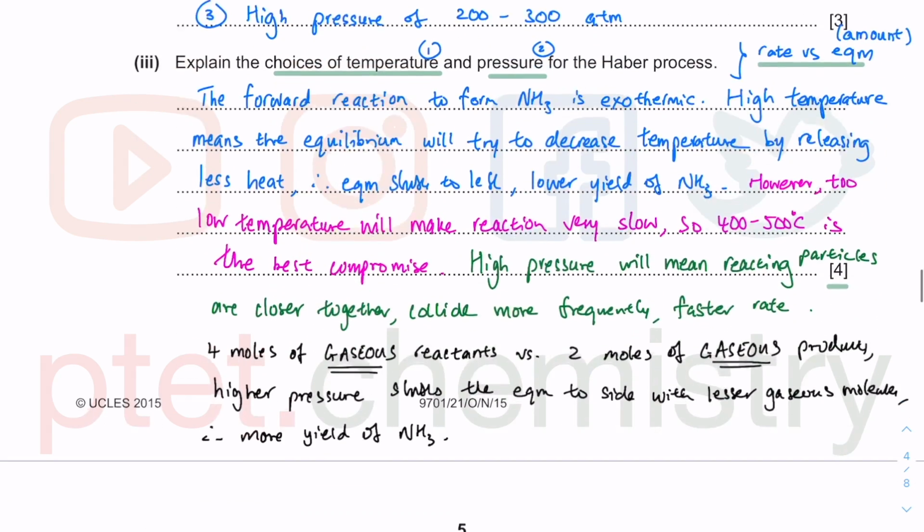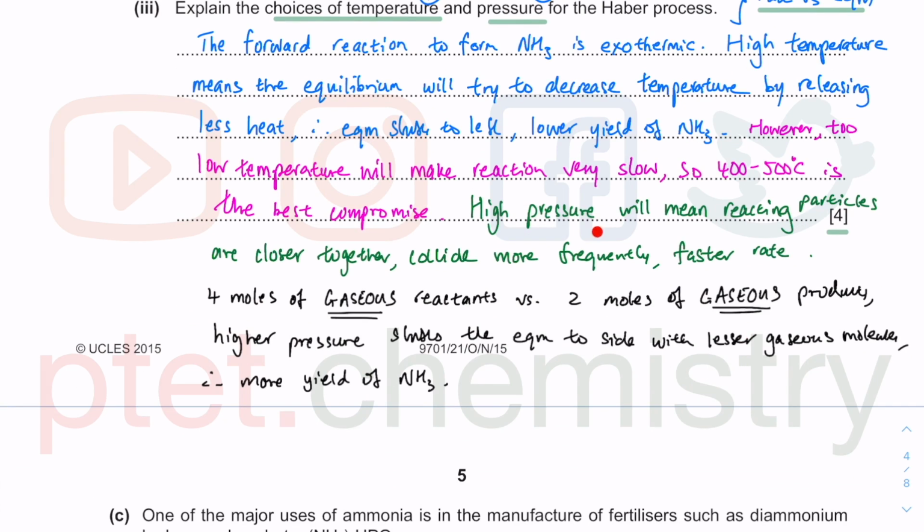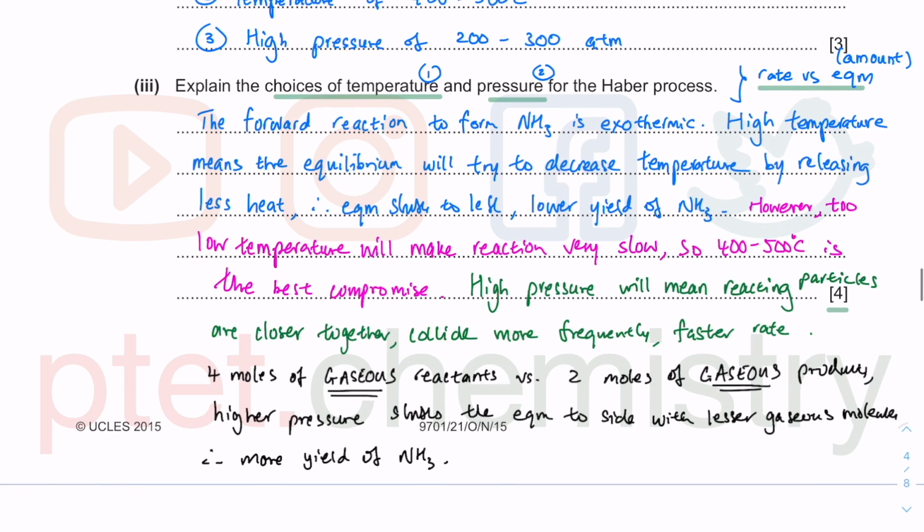But that doesn't apply to pressure, because high pressure will both favor a faster reaction as well as a higher equilibrium yield of ammonia. Those are all the ideas about rate and equilibrium for temperature as well as for pressure. This is a very famous essay. The 2 marks are for temperature, 2 marks are for pressure, and that can be broken down into 1 for the rate and 1 for the equilibrium, or how much yield of the product you get.